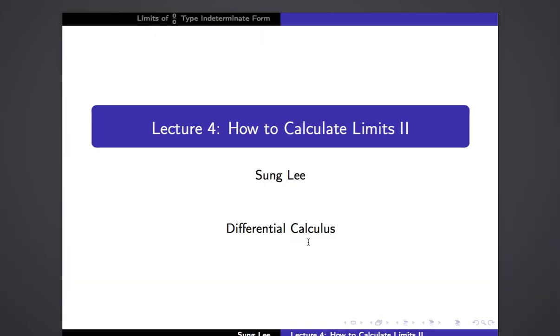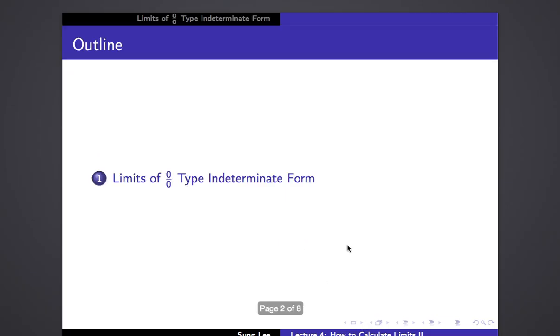Hello everyone, welcome to my calculus lecture. In this lecture, we continue to study how to calculate limits. We are going to discuss limits of 0 over 0 type indeterminate form. In fact, in one of my earlier lectures, we briefly discussed this type of limit.